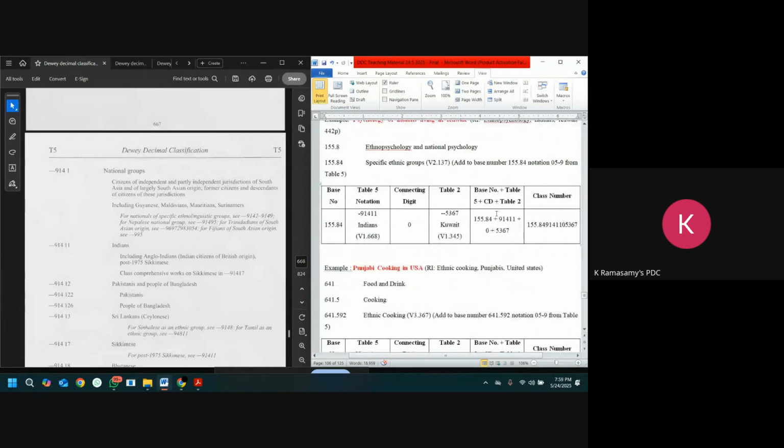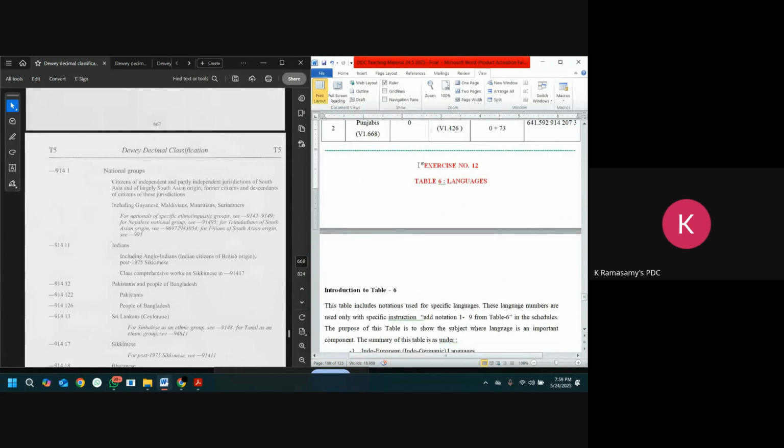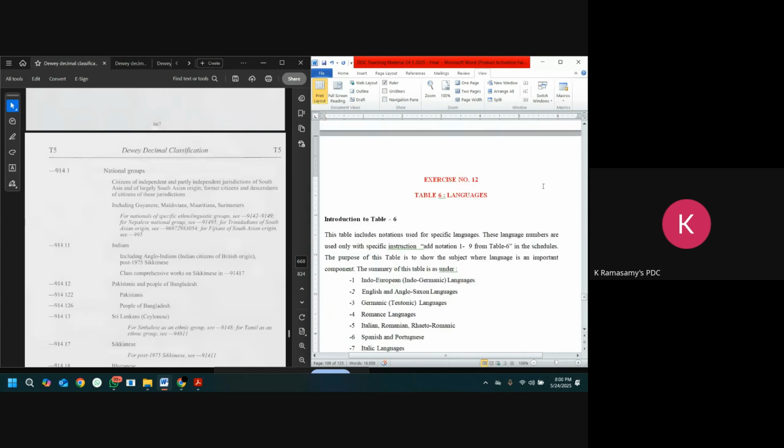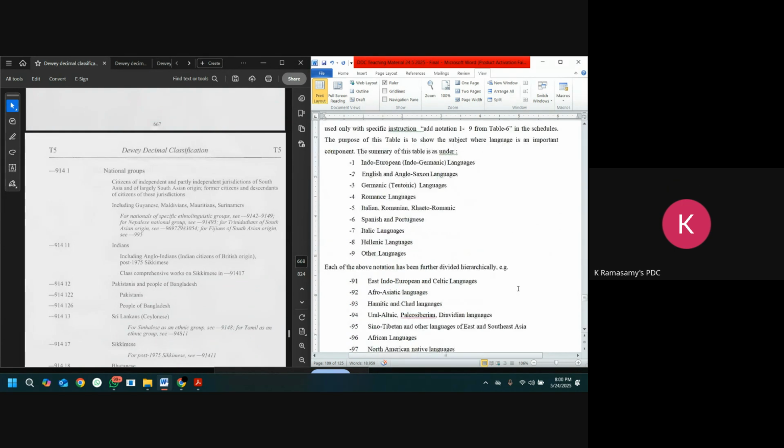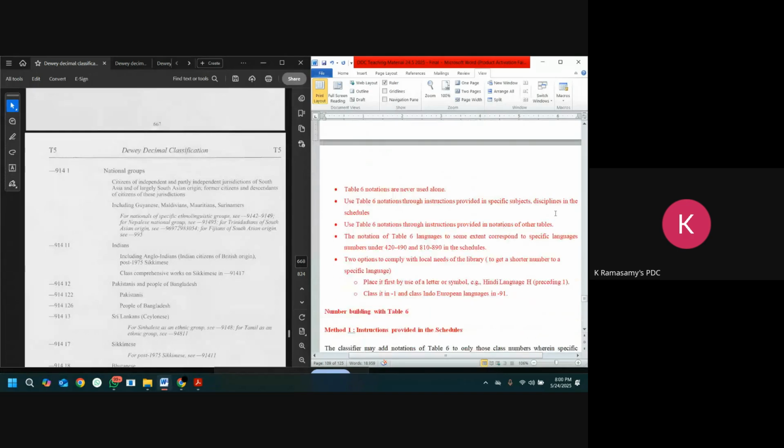Okay, good. Then finally comes table 6, the last one. With this, I'll take 5 more minutes to explain and we'll complete the session. Table 6 stands for languages. All the major languages are listed in 400. If any language is missed out, or if you want a second language, you can always come to table 6 and form numbers. They are divided into Indo-European languages, English, German, Romance, Italian, Spanish, Italic. These kinds of symbols are there.